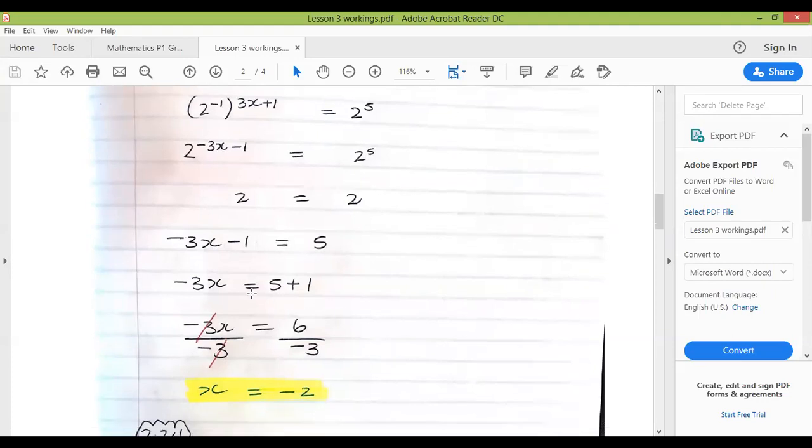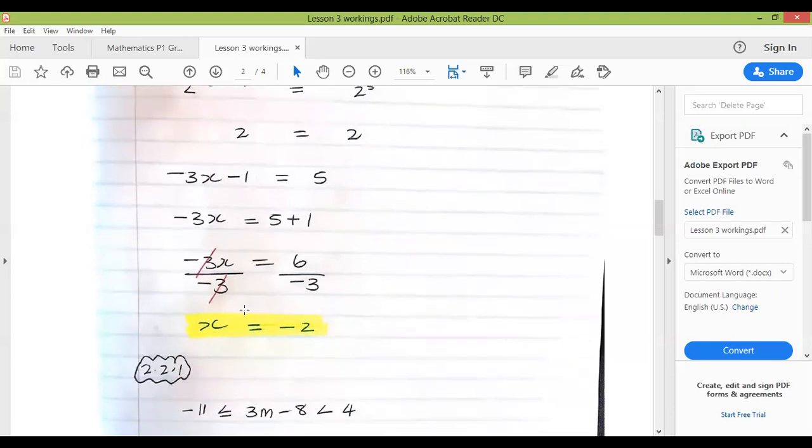Now, remember the question said to you solve for x. Now you can transpose -1 to the right-hand side, and when you transpose it, automatically it will be +5. So on your left-hand side, you'll be left with -3x is equals to 5 plus 1. Therefore, you'll have -3x is equals to 6. 5 plus 1 is equals to 6.